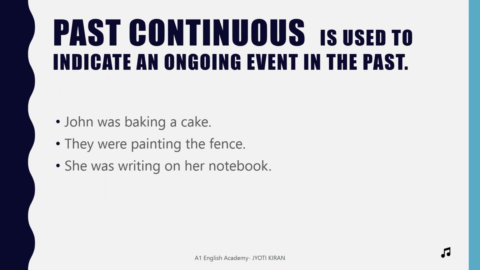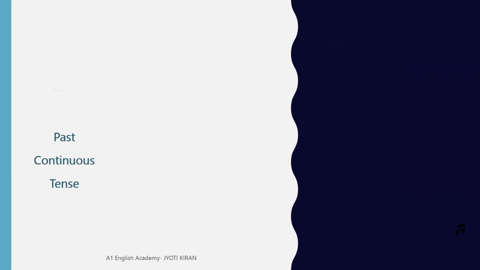Let's understand now what is past continuous. It is the tense which is used to indicate an ongoing event in the past. So, what was happening in the past? First example, John was baking a cake. They were painting the fence. She was writing on her notebook. So these sentences all indicate that these actions were happening in the past, but they are not happening right now.